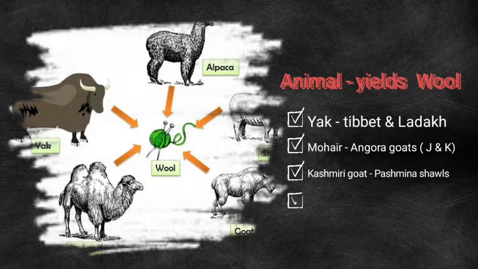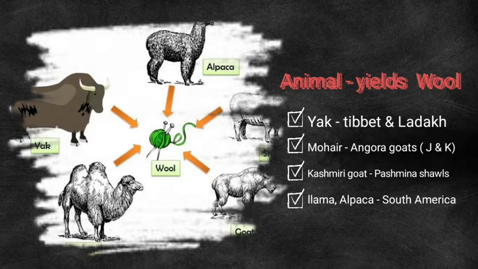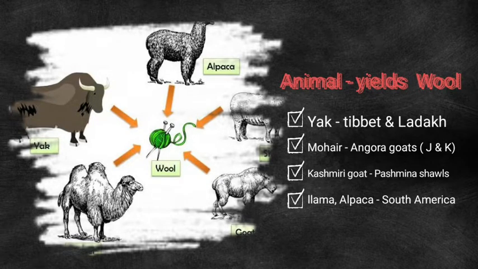The fur, hair, on the body of camels is also used as wool. Llama and alpaca, found in South America, also yield wool. From fibers to wool. For obtaining wool, sheep are reared. Their hair is cut and processed into wool.